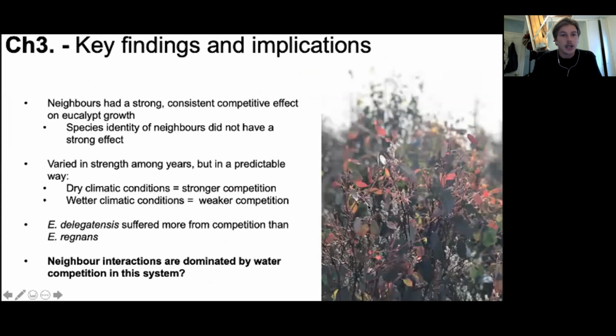So just in summary, we found that neighbours had a strong and consistent competitive effect on eucalypt growth, but we didn't find the species identity of neighbours to have a strong effect. We found that the competitive effect varied in strength among years, but in a relatively predictable way. So in drier climatic conditions, there was stronger competition, but in wetter climatic conditions, there was weaker competition. And again, we saw that Eucalyptus delegatensis suffered more from competition than Eucalyptus regnans, and this was in growth, but also in the drought damage study. And this again just suggests that neighbour interactions are dominated by water competition in this study system.